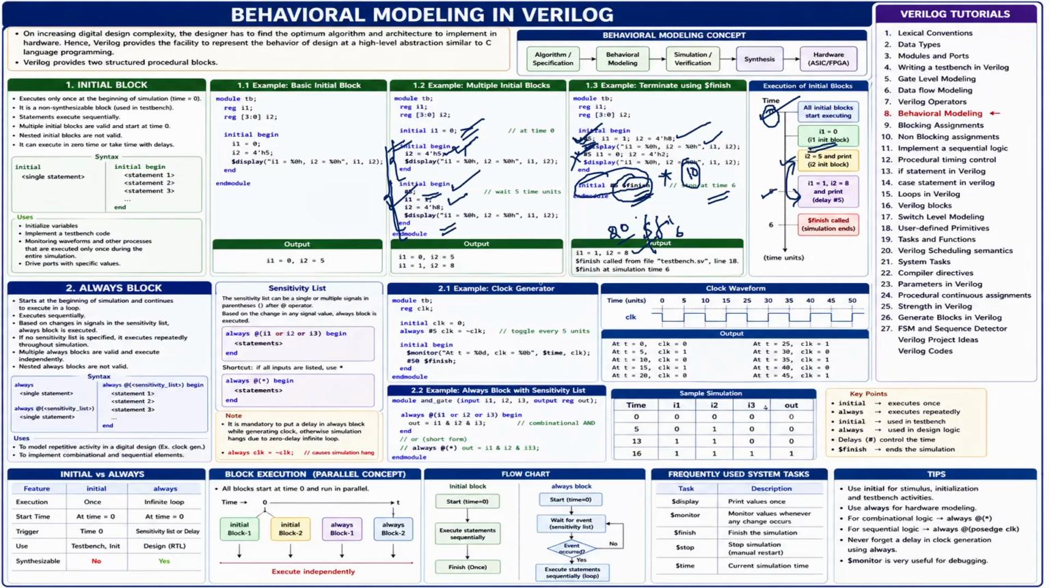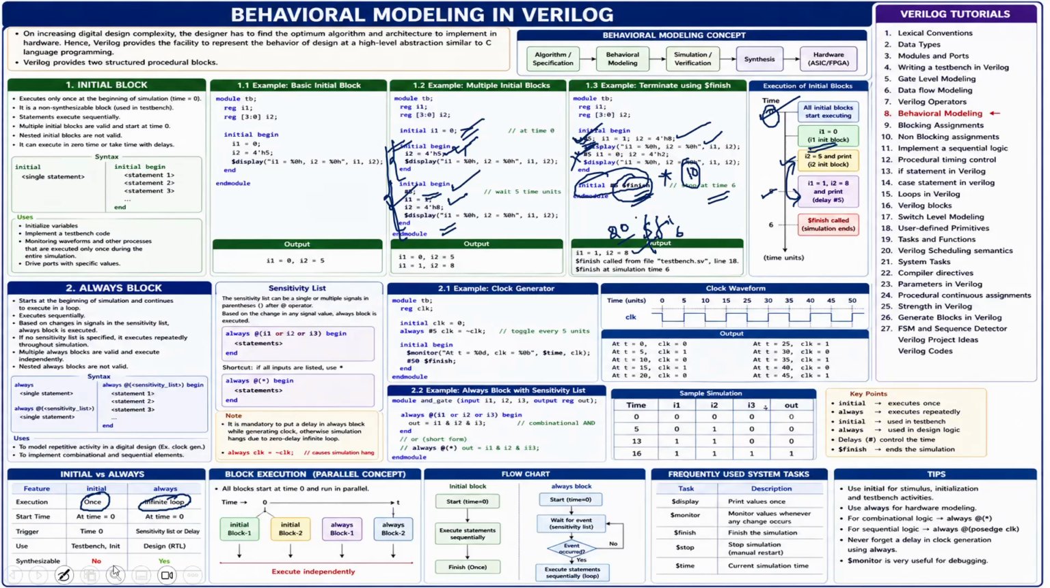I have already explained the sensitivity list. So this will be the execution of the different blocks. Initial means it executes only once. Once you start initial begin, it executes all the statements at a time, once in a simulation. Depending on the delays it will take time, but otherwise it executes all the statements at a time. But always executes in an infinite loop; only when you end the simulation will it terminate. Otherwise it is still executing.